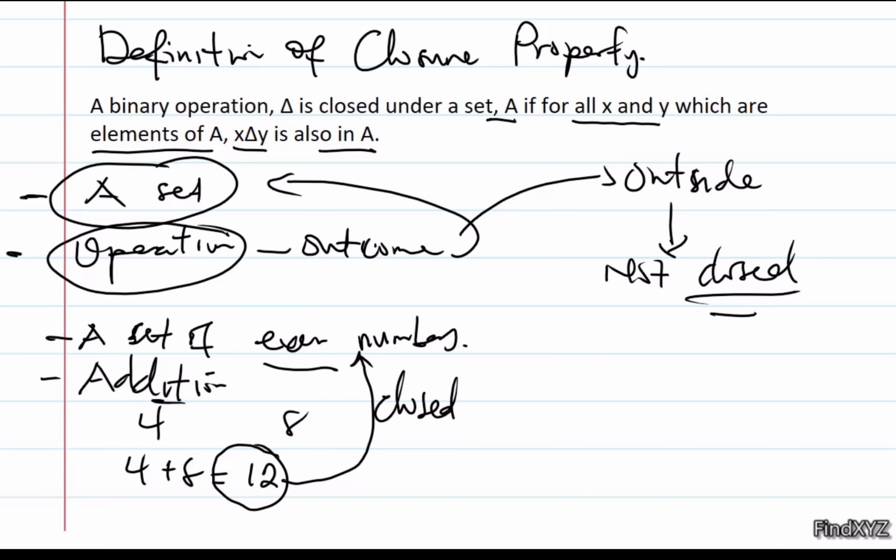Now, this is what I want you to do. I want you to, on your own, pick any two numbers and perform the operation of addition to verify whether the set will be closed under all even numbers. You can try a lot of examples and then you leave your answers in the comment section.